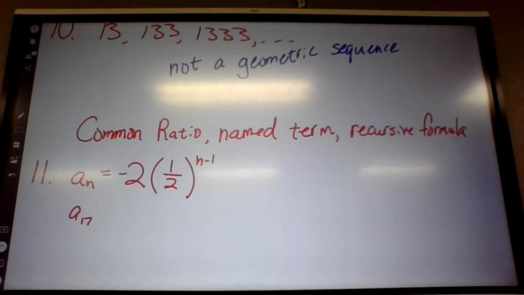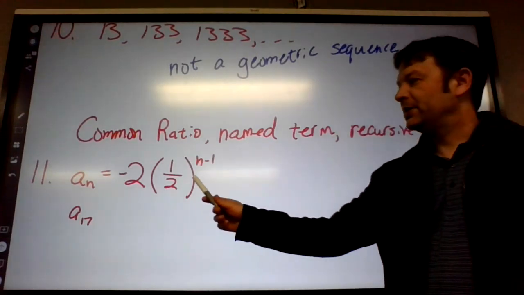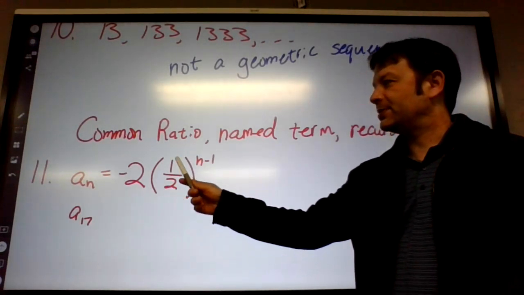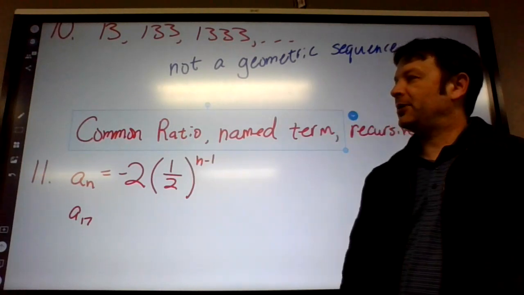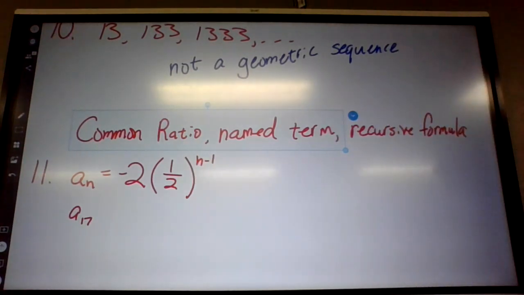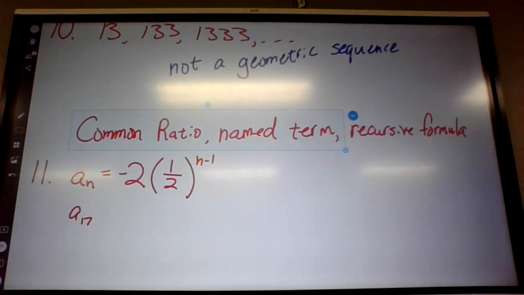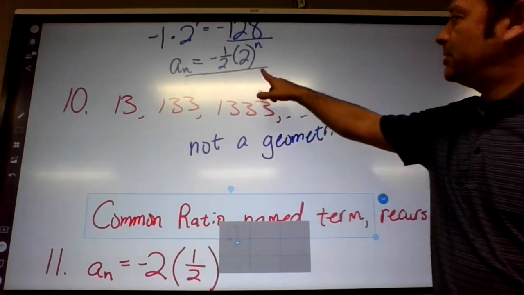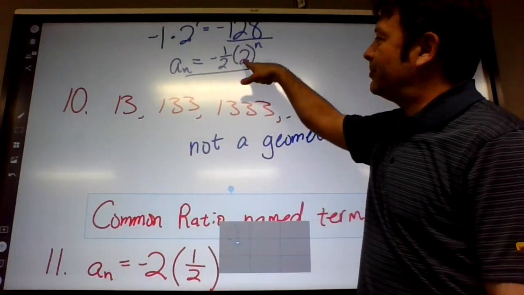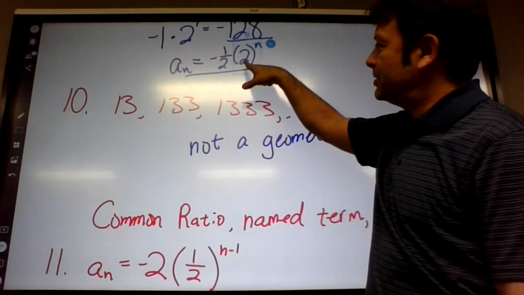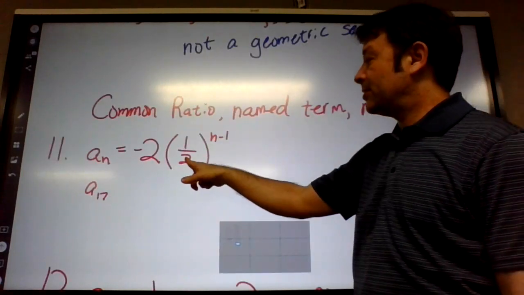Okay, on number 11, they wrote an explicit formula for us. How do I find the common ratio? Yeah, it is a half. Now, if you weren't sure, this number in parentheses is the number that keeps getting multiplied. In this case, it was 2. In this case, it's going to be 1/2.